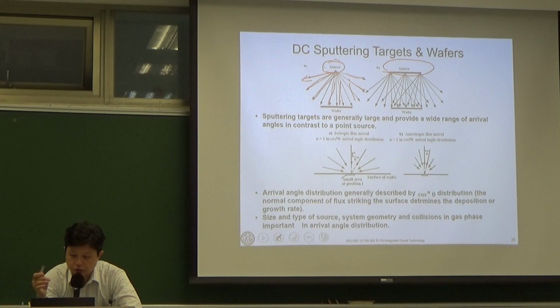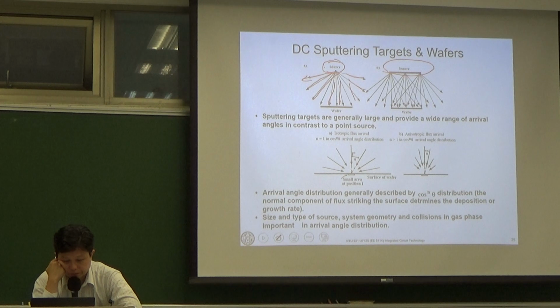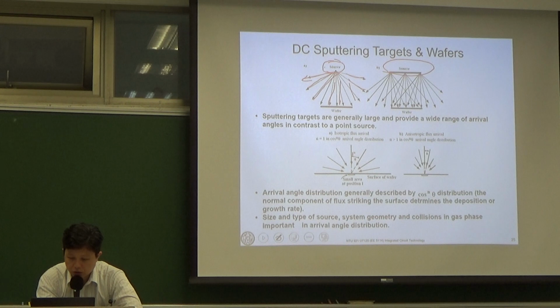If we have these different arriving angles, then we will provide more uniform coverage, in terms of coverage and thickness. So usually we want the sputtering target as large as possible to provide a wide range of arrival angles. And these middle two figures show isotropic and anisotropic flux arrival angles.